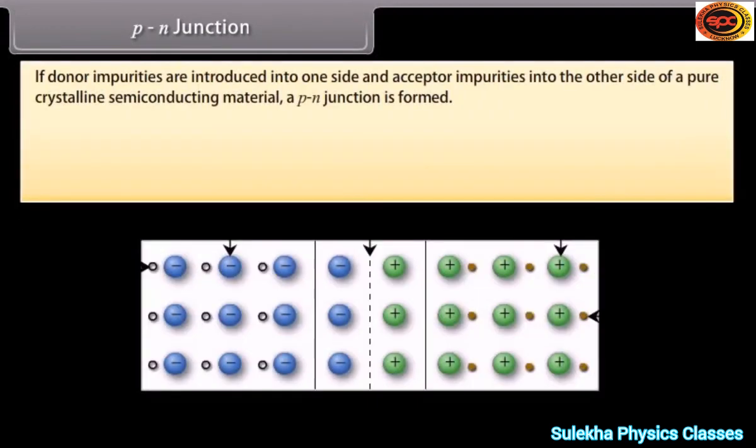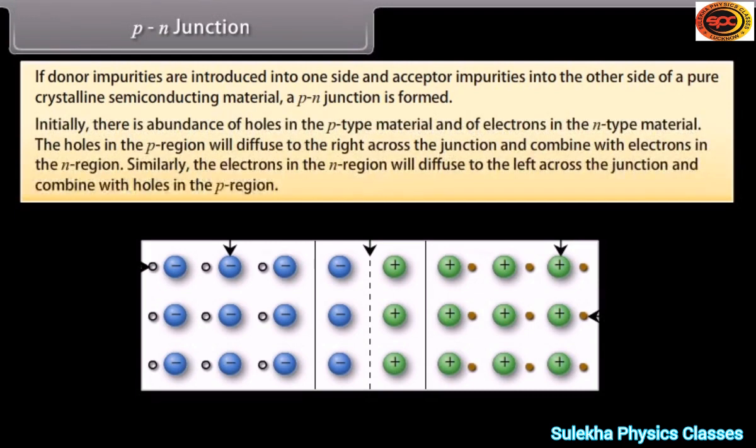P-N junction. If donor impurities are introduced into one side and acceptor impurities into the other side of a pure crystalline semiconducting material, a P-N junction is formed. The donor ion is indicated by a positive sign because after this impurity atom donates an electron, it becomes a positive ion. The acceptor ion is indicated by a minus sign because after this atom accepts an electron, it becomes a negative ion. Initially, there is an abundance of holes in the P-type material and of electrons in the N-type material.